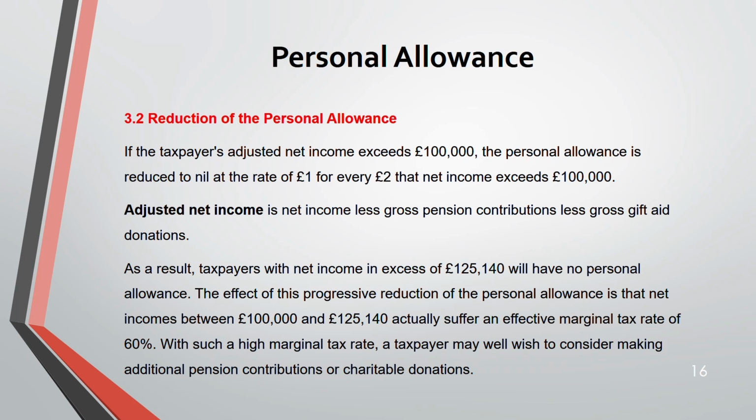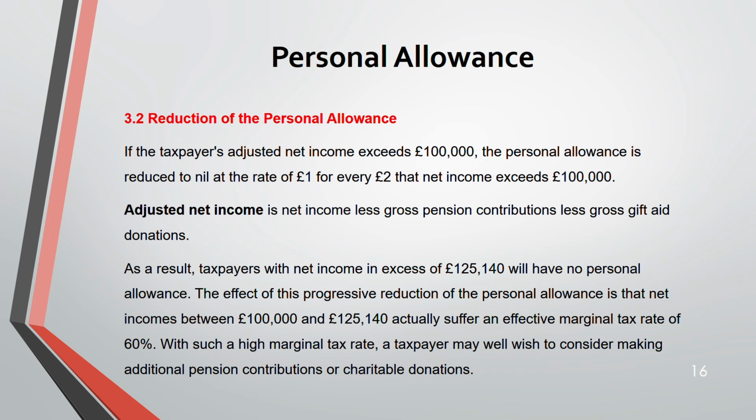Okay. Well, you don't have to know how it is 60%, but just remember it is at 60%. Now, with such a high rate, it's always advisable that you make additional pension contributions or charitable donations if you are seeing your net income exceeding 100,000. The moment it starts exceeding 100,000, make additional pension contributions or charitable donations so that your net income does not exceed 100,000. Why? Because this pension contribution you will deduct from your total income, so that your net income falls below 100,000.